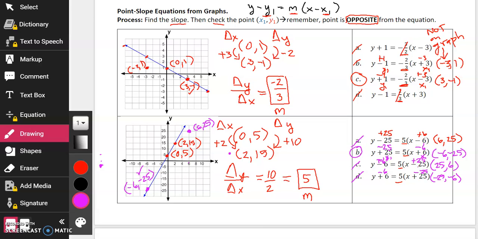B is the only equation that works for this graph because my point, -6, -25 is on the line. And then I go up 5 over 1, up 5 over 1, up 5 over 1, and I would keep landing on my graph. Okay, that's how you do point slope equations from graphs. Find the slope and then know how to read the point.